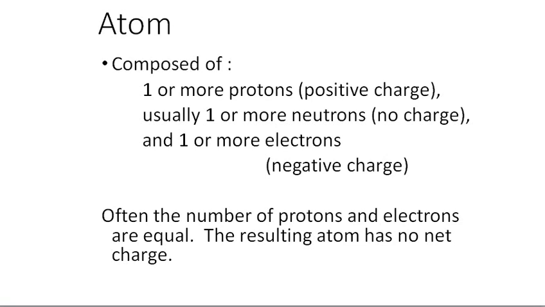Surrounding the nucleus are one or more electrons. Electrons have a negative charge and are much, much smaller than protons or neutrons. Often the number of electrons equals the number of protons.